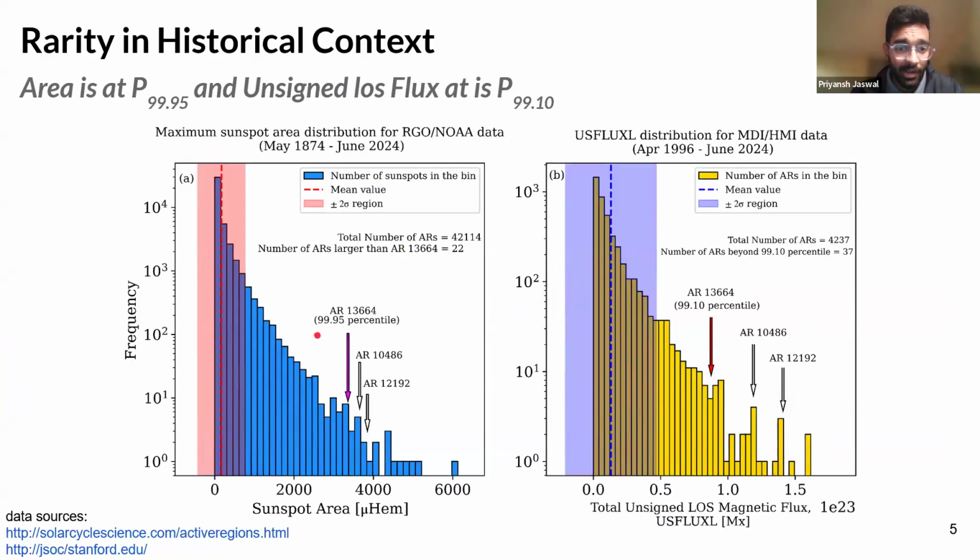Statistically, it ranked at the 99.95 percentile among the area of all the sunspot groups or active regions over the past 150 years, leaving only 22 active regions which were larger than this particular region out of more than 42,000 active regions. Similarly, over the past 3.5 solar cycles, that is about 30 years or slightly more, in terms of flux content, active region 13664 stood at the 99.10 percentile, with only 37 active regions greater than this in terms of flux out of more than 4,000 active regions.